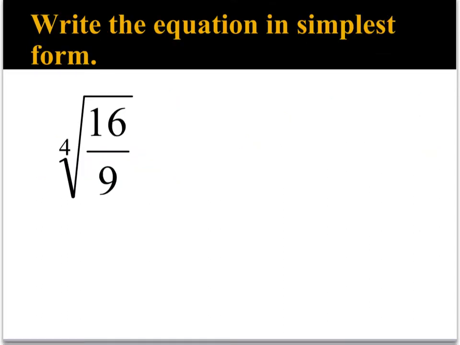So the first thing I tell you to do when there's a fraction is try to reduce the fraction. In this case, I can't. 16 over 9 are both not divisible by the same number. The second thing that we can do is to take the fourth root of one of those numbers. And I can take the fourth root of 16. That's 2.